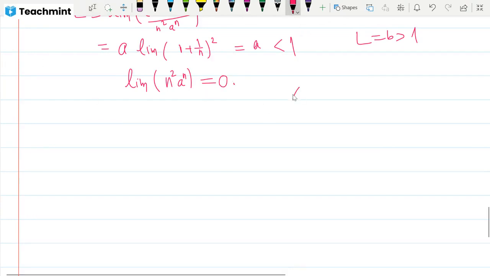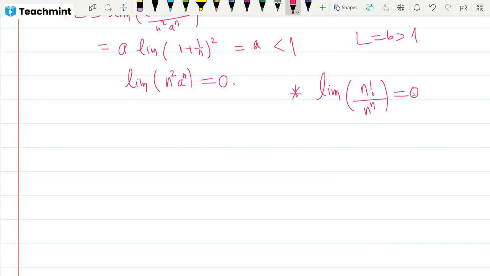You remember, we will see the same question in series later. Therefore, the limit of this one is always 0. So n factorial over n power n has limit 0, because this sequence is a convergent sequence. Therefore, by the root test for sequences, the limit value is 0 only.